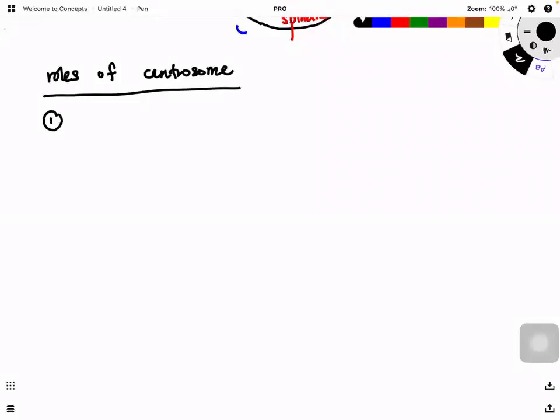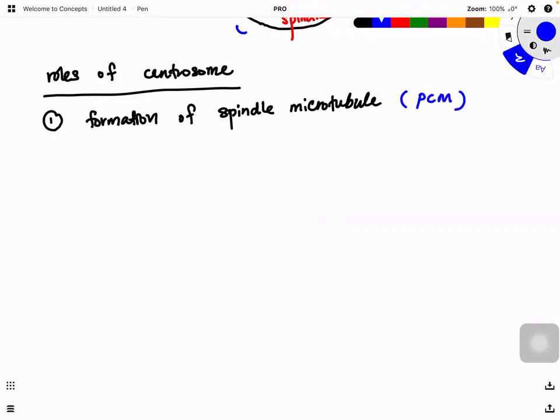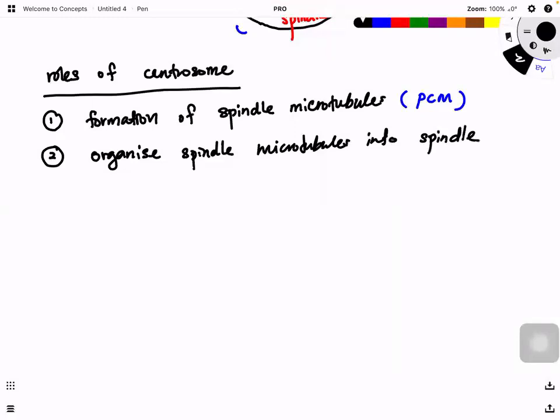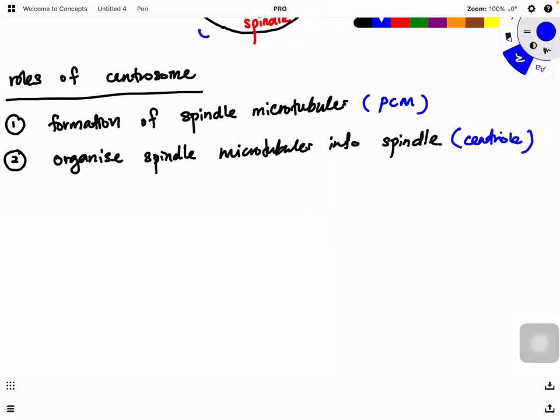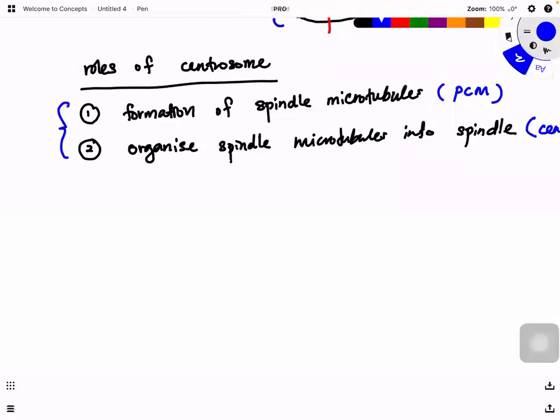So the role of the centrosome, first, is formation of spindle microtubule. In charge by who? In charge by the pericentriolar material. Second role, organizing spindle microtubule into spindle. This role is done by the centriole. So collectively, these two are the roles of the centrosome.